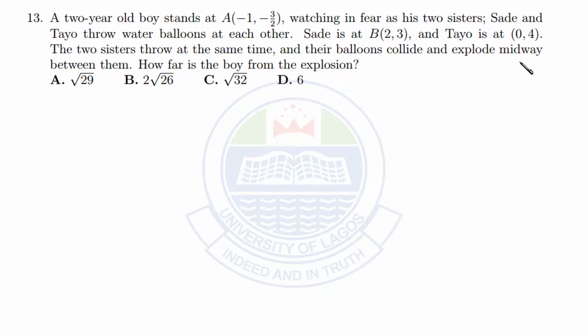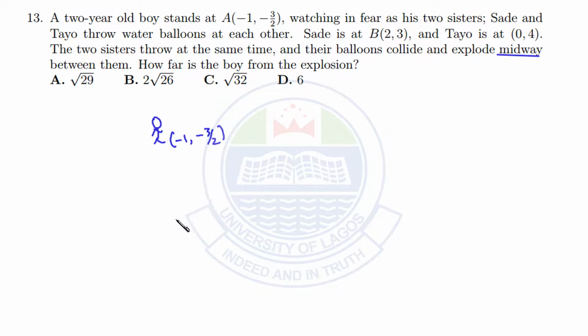Now, what are the key words here? You have to notice that they said the balloons collide and explode midway, because they are throwing the ball at the same time. So there's a possibility that they meet at an equal distance. The first thing is that we try to draw a freehand sketch of what the problem looks like. We try to make the problem real. So we have a 2-year-old boy here standing at point (-1, -3/2), right?